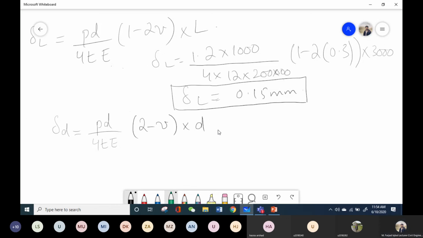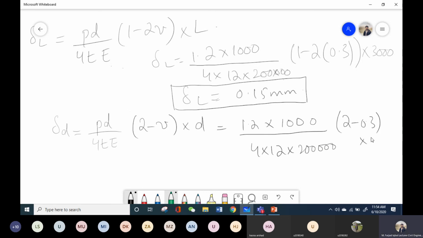So let's calculate the change in diameter. P is again 1.2. Original diameter is 1000. 4 into 12 into 200,000. 2 minus 0.3, multiplied by, again, the diameter 1000. So what is the change in diameter?